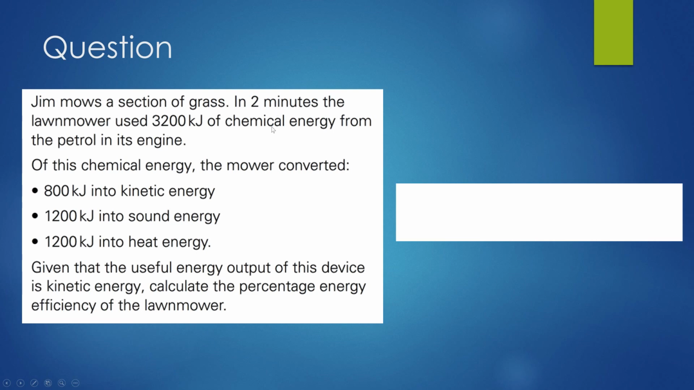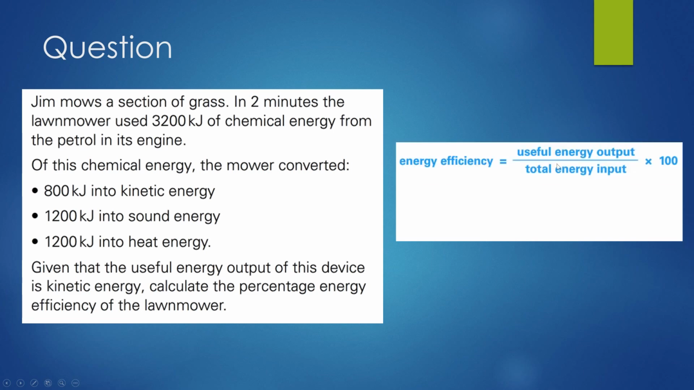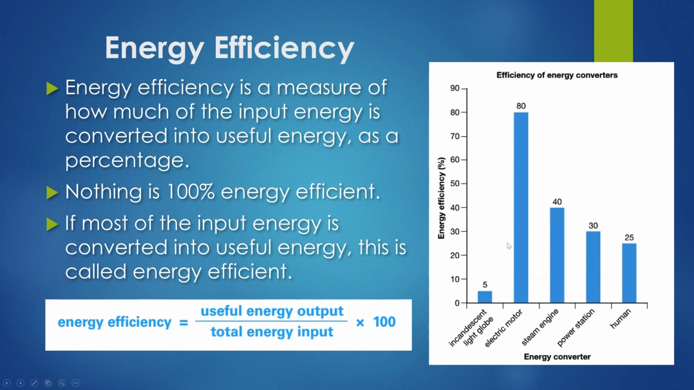3,200 kilojoules of chemical energy, and the kinetic energy is what we want, and so it's 800 kilojoules. 800 divided by 3,200 times 100 to get it as a percentage. Again, it's 25%. So I decided that question was boring. You got 2 questions in the textbook. You come out with the same answer. It's not always going to be 25%. Look at this. It's not always 25%.